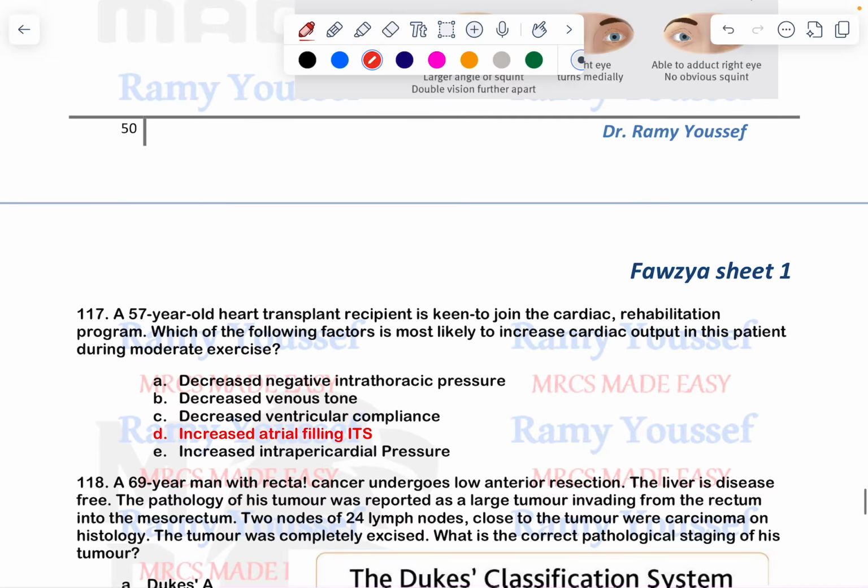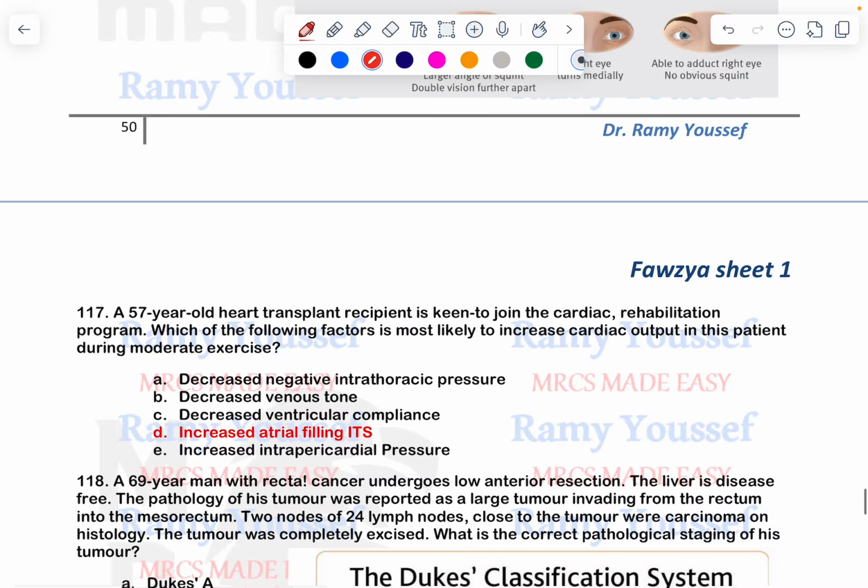What is Dukes? So 2 nodes. So it is Dukes A, B, C. It is C because there is no distant metastasis, but lymph nodes are involved.